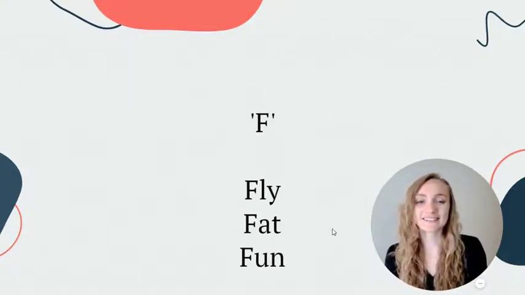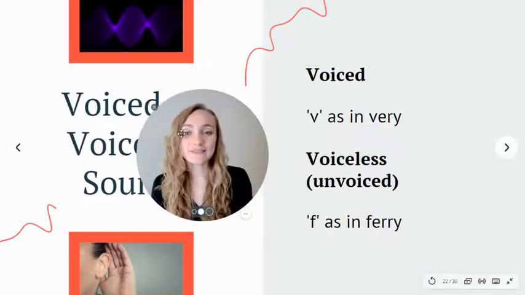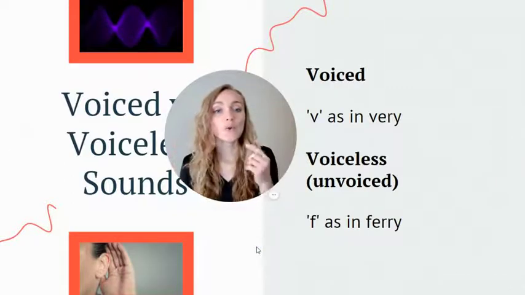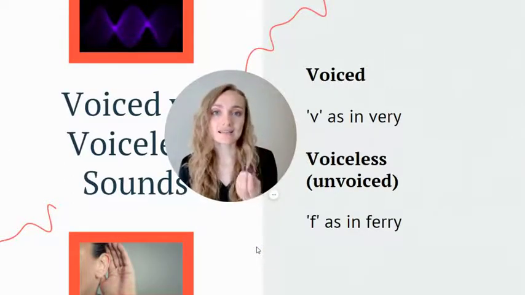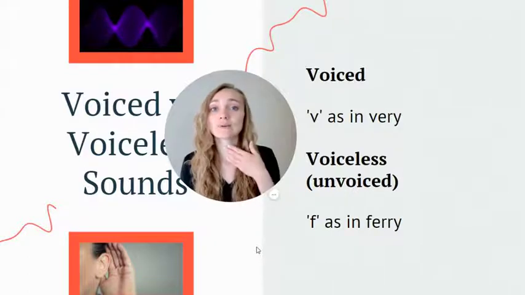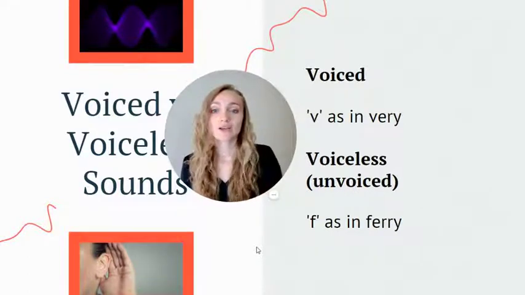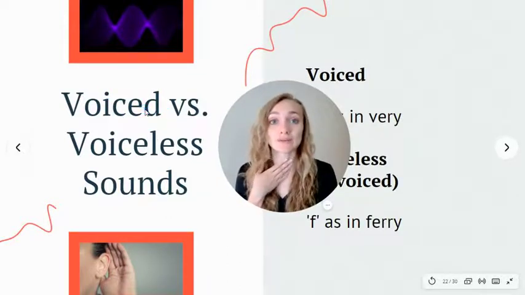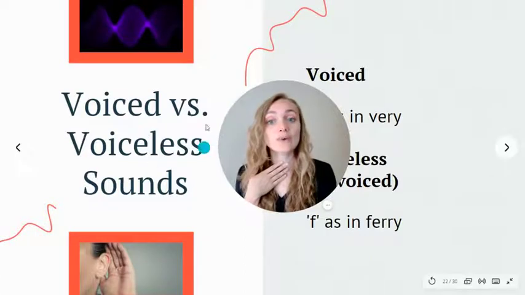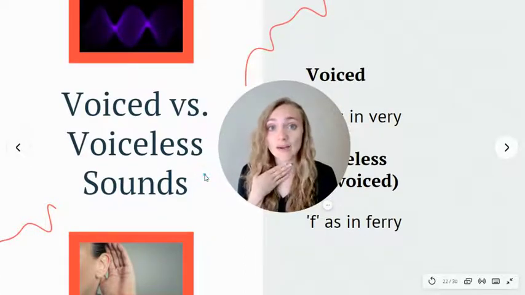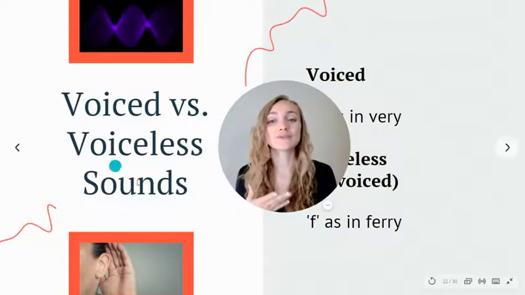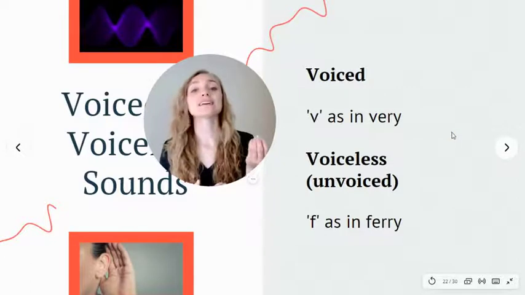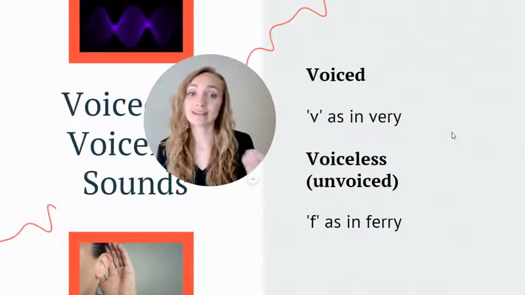Okay, great job. So the difference between the F and the V is the same as the difference between the P and the B. What we are doing with our mouth is the exact same. The only difference is whether we activate our vocal cords or not. So remember that a voiced sound is where we do have a vibration of our vocal cords. Voiceless sounds are like when we whisper and we have no vibration. Okay, so voiceless sounds have no vibration of our vocal cords. So for a voiced sound, V is the voiced version of an F.